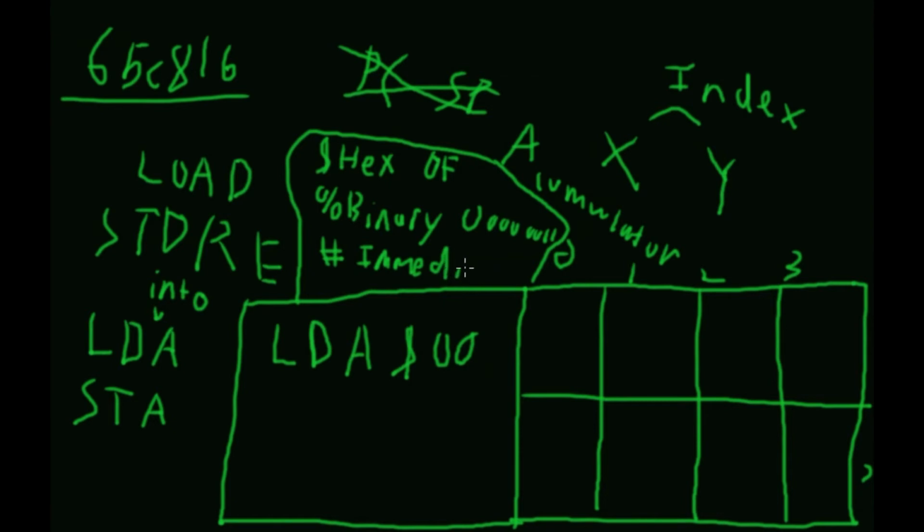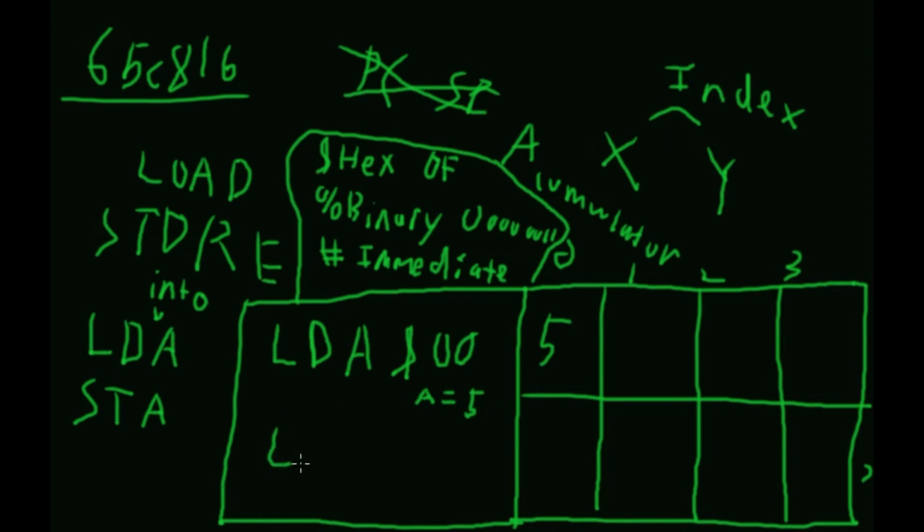So let's see all of these in an example here. Load into A, hexadecimal 0. Since we're not giving it an immediate value, we're going to load into A whatever is in memory address 0. Let's say the number 5 is in memory address 0 here. So in that case, A equals 5.